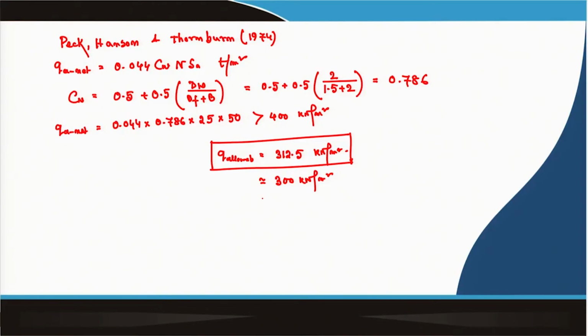If you know how much load is coming, then you can also compare with that load, that this much of load this foundation can take. If this dimension is not sufficient, then you have to change the dimension for the next trial. Okay. So, this is the way we can determine the allowable bearing capacity based on N value.